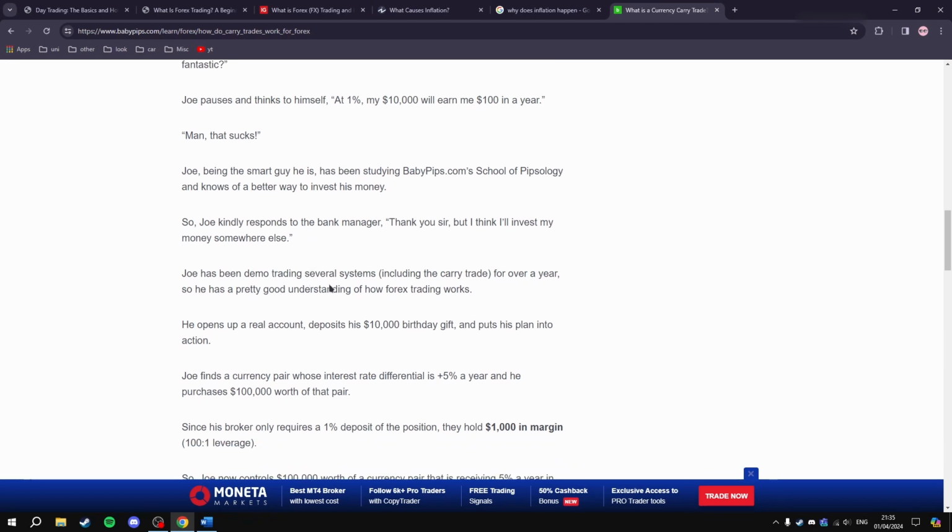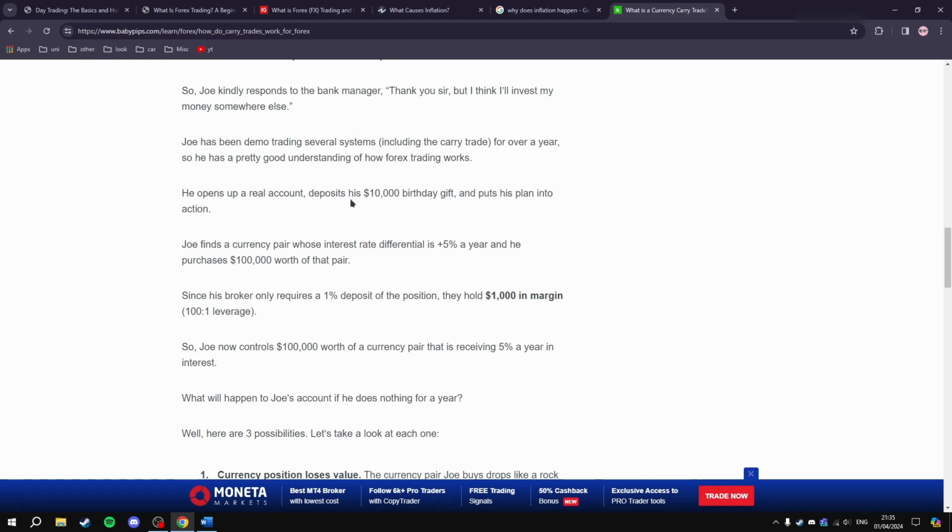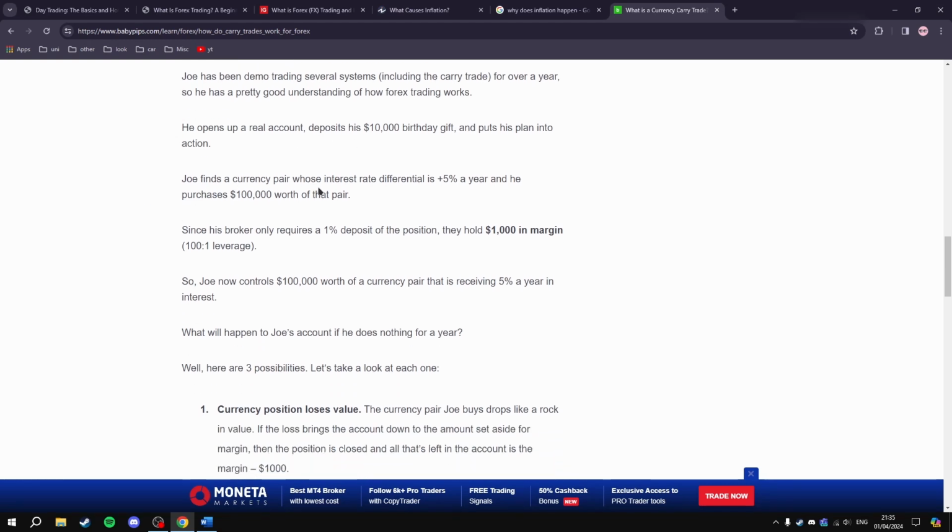Joe has been demo trading several systems, including the carry trade, for over a year, so he has a pretty good understanding of how Forex trading works. He opens up a real account, deposits his $10,000 birthday gift, and puts his plan into action. Joe finds a currency pair whose interest rate differential is plus 5% a year, and he purchases $100,000 worth of that pair. Since this broker only requires a 1% deposit of the position, they hold $1,000 in margin with 100 to 1 leverage. So Joe now controls $100,000 worth of a currency pair, and that is receiving 5% a year interest.